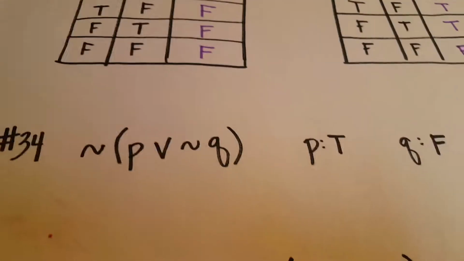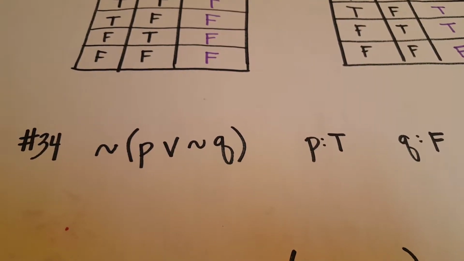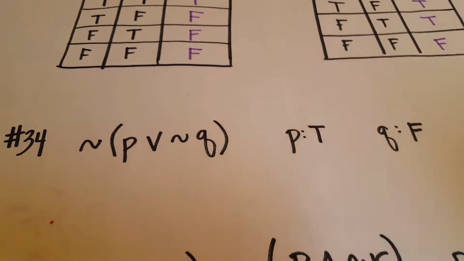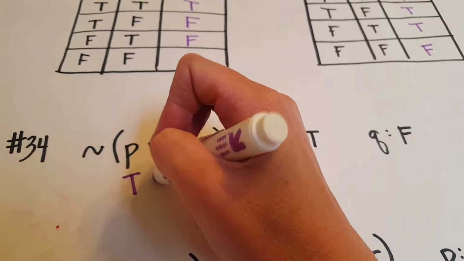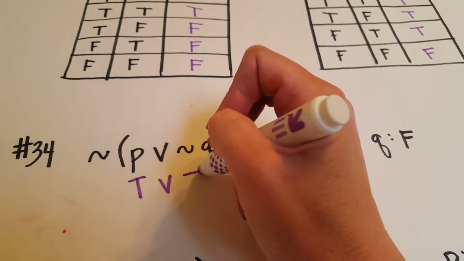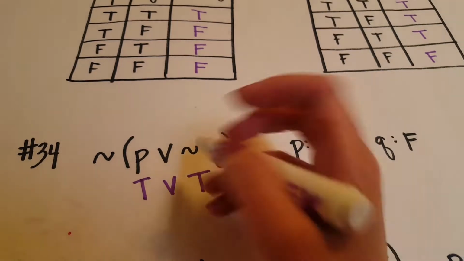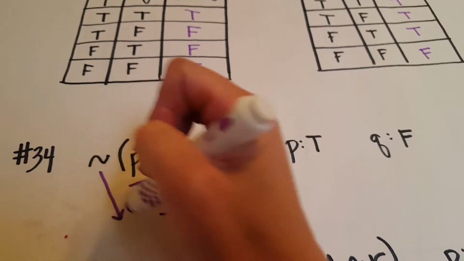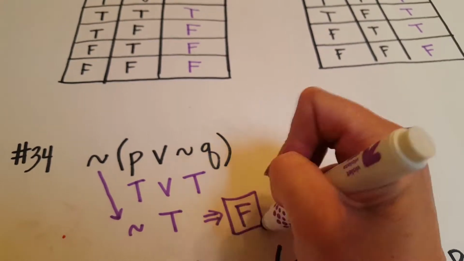So this first one is problem 34 in the homework. It says that we want to find out the truth value of tilde, parentheses, P or not Q. And we have P is true, Q is false. All right, so we're going to start inside the parentheses. Since P is true, we've got a true. Or, now since Q is false, tilde Q will also turn into a true. Now the or, once you tell the truth, it stays true. So true or true is true. So that's the value of the entire set of parentheses. Now to do tilde true, the final result would be false.